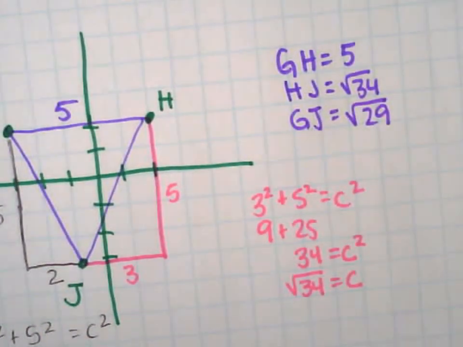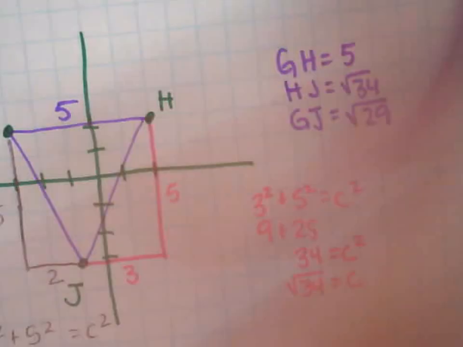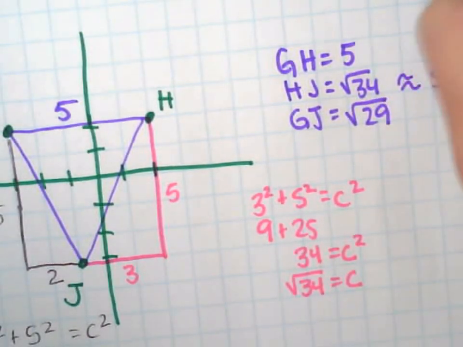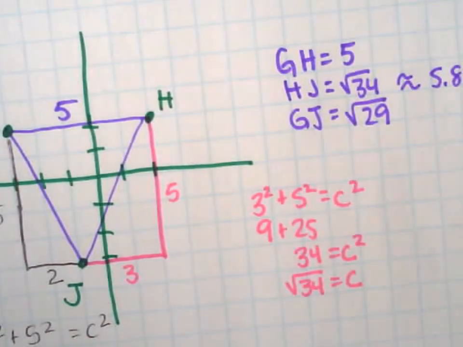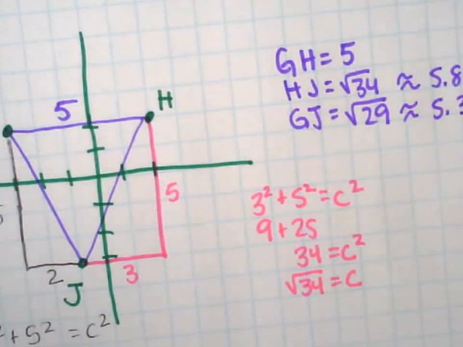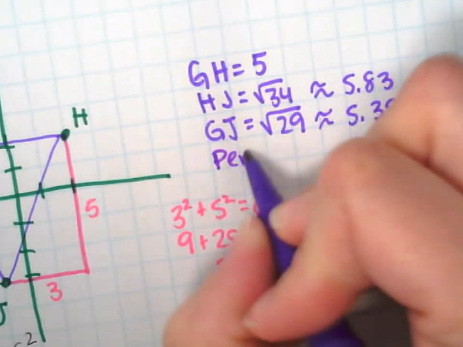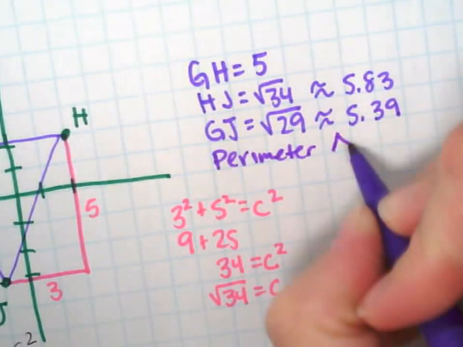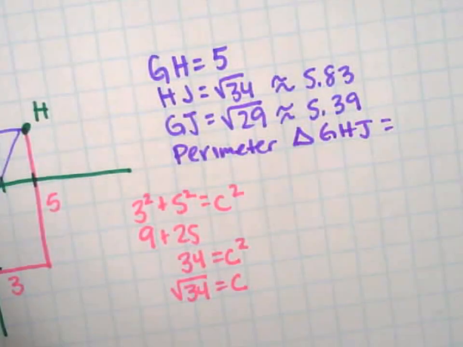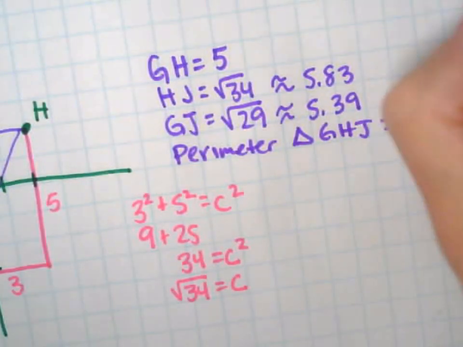So I'm going to have to round. I'm going to have to take the square root of 34. That's going to round to 5.83. I'm going to have to take the square root of 29, which is going to round to 5.39, and then I would add up our 3 numbers to get the total perimeter of the whole triangle GHJ. We're going to add up 5.39, 5.83, and 5. We get 16.22.